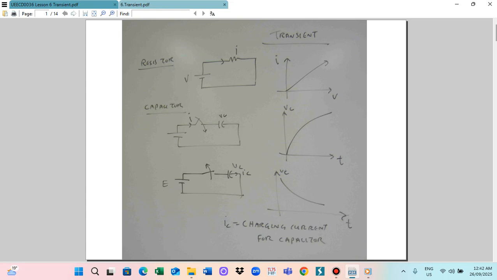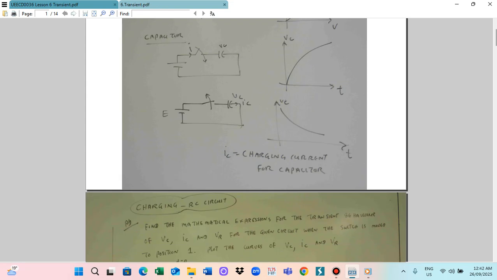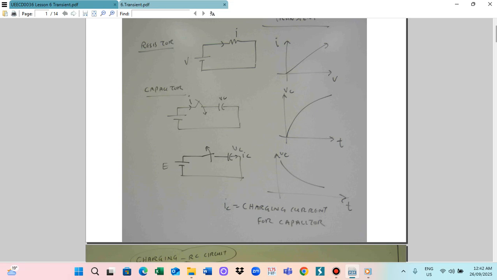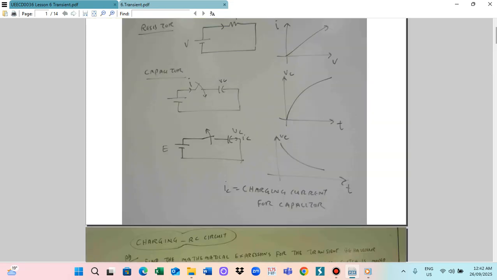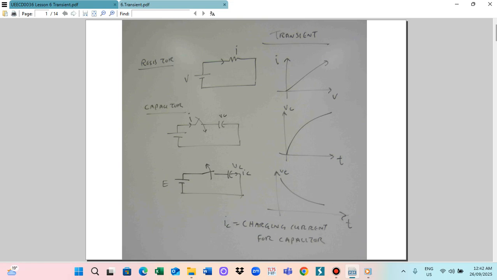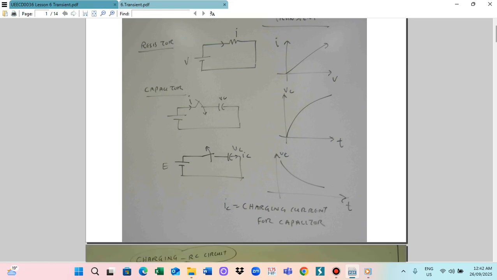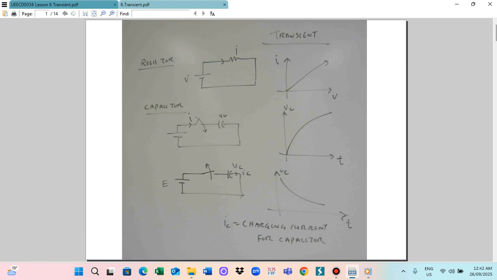And similarly for the inductor. For a pure inductor, you switch on the switch. The current I increases gradually. So this is time and the current I. The current I gradually follows this graph.